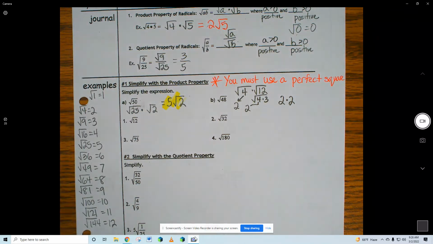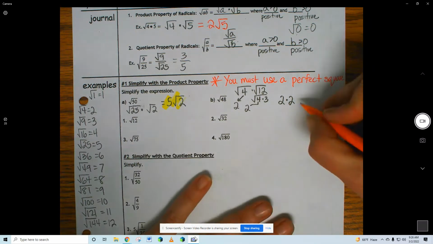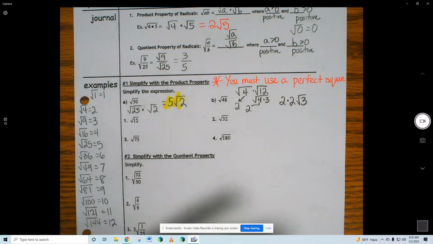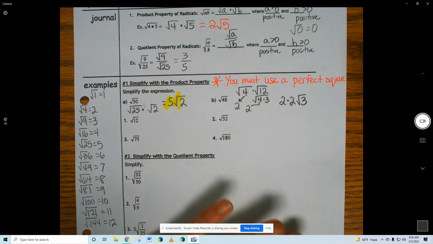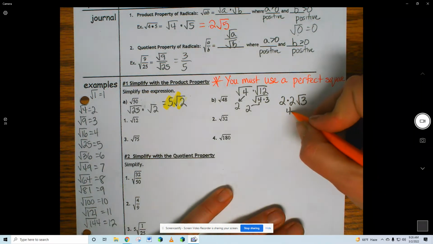What do I do with the rad 3? Can I break it down? No. Rad 3 stays rad 3. But I multiply those numbers that are on the outside there. So 2 times 2 is 4 rad 3.